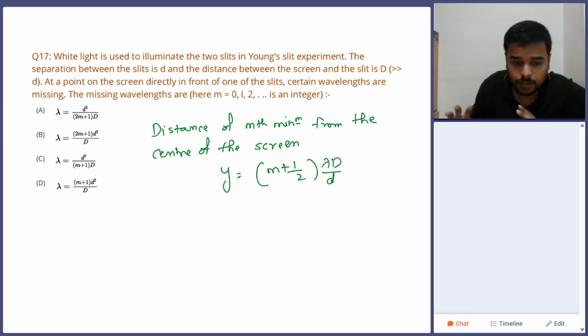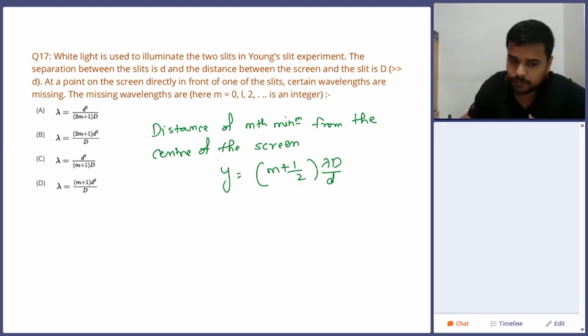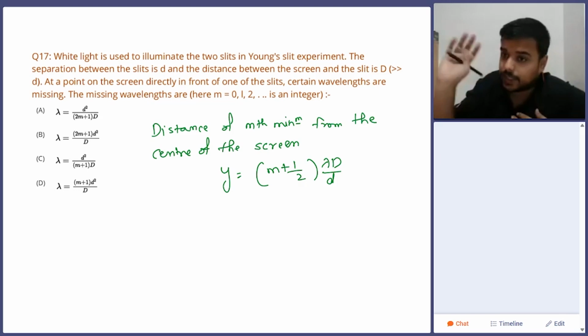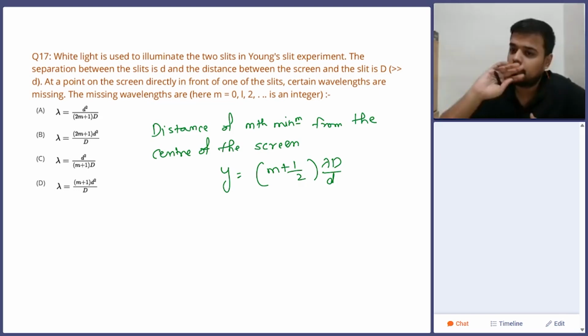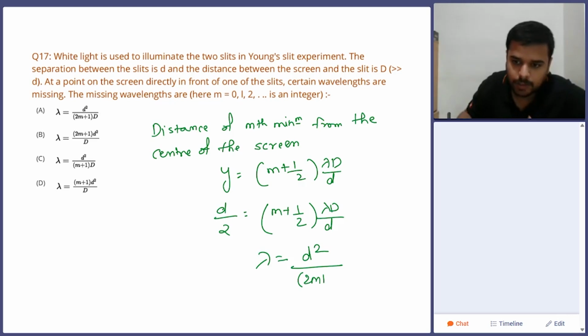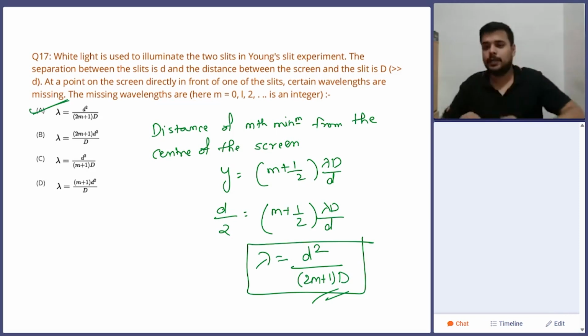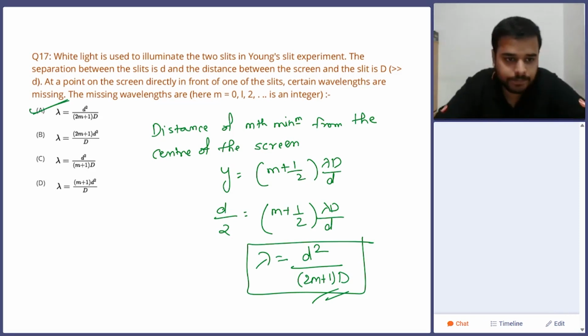And for a point on the screen directly in front of one of the slits, y will be equal to d by 2. So small d by 2 is equal to m plus 1 by 2 lambda capital D by small d. So from here we get lambda is equal to d squared upon 2m plus 1 capital D, which is your option A.